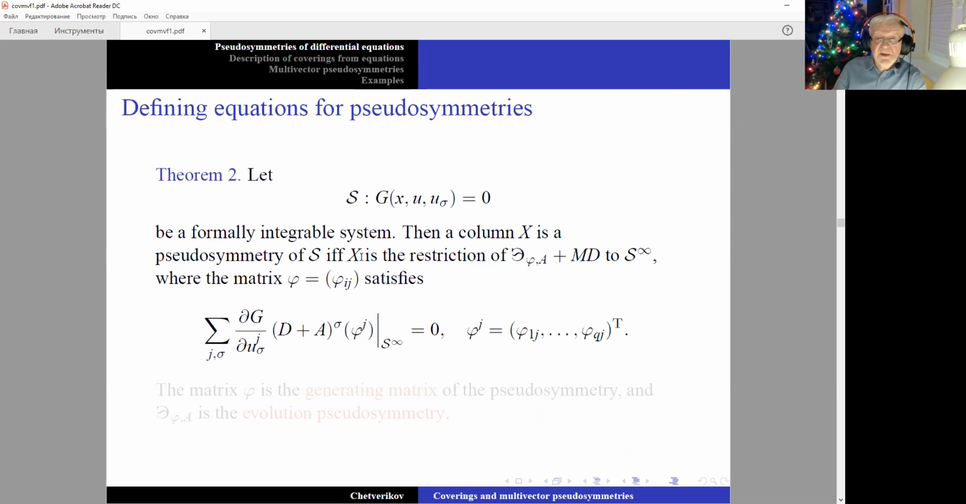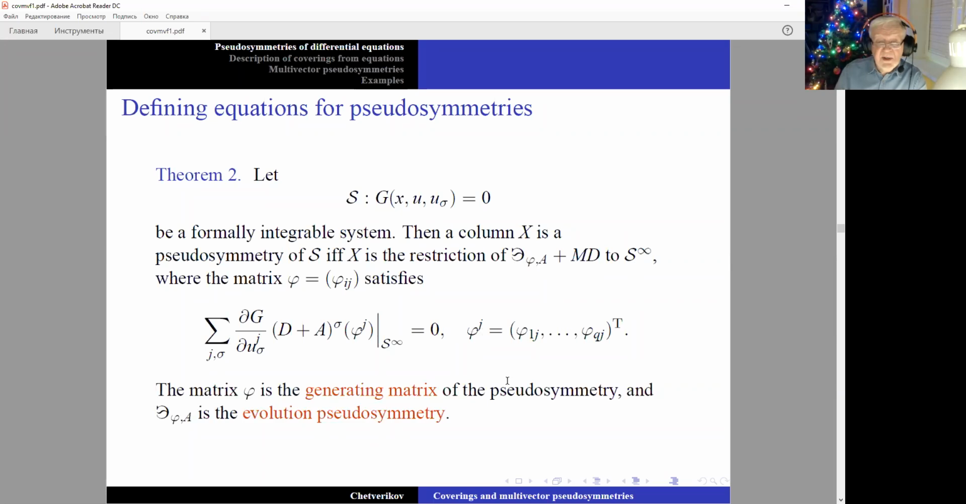Thus, any pseudosymmetry is the restriction of the column of vector fields of this form to S infinity. The matrix phi is the generating matrix of the pseudosymmetry, and phi A is called the evolution pseudosymmetry.